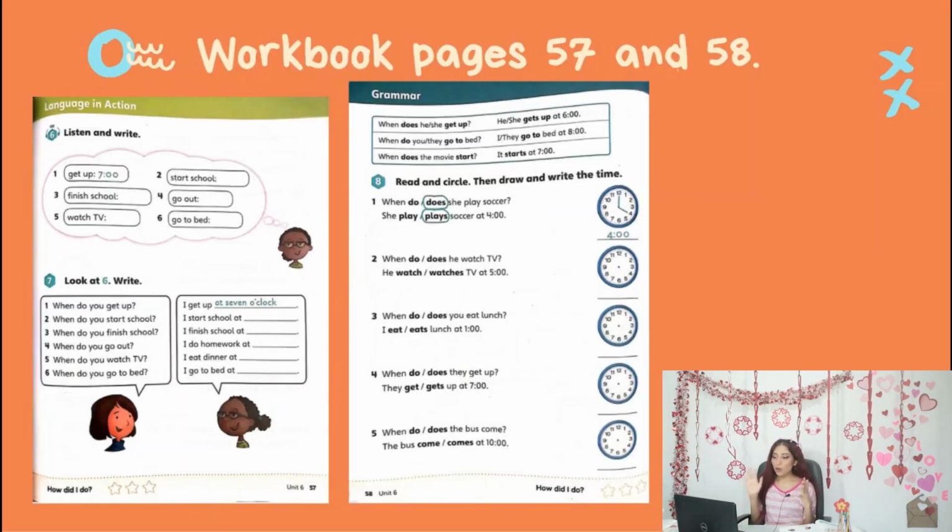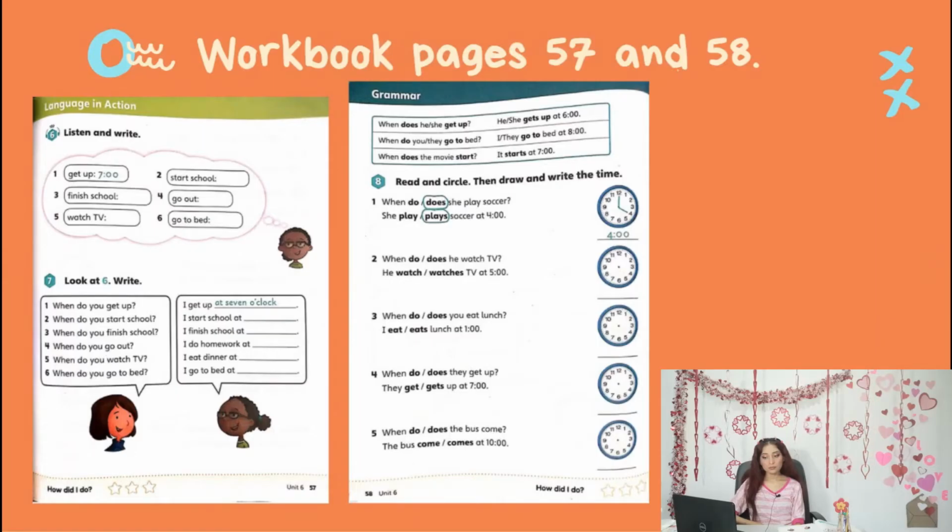Okay? So, workbook pages 57 and 58. We have 2 pages for today. And one of these activities is an audio. Activity 6 says, listen and write. Number 1, I get up at 7. Number 2, I start school. And number 3, finish school. Number 4, go out. Number 5, watch TV. Number 6, go to bed. Okay, so you are going to write the times when you hear, okay? So let's complete this with what we listen to.